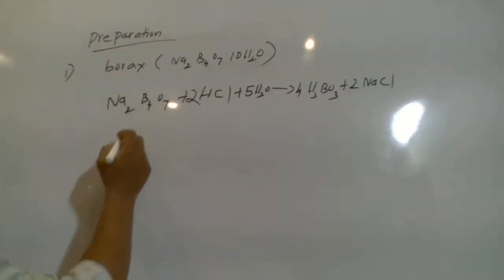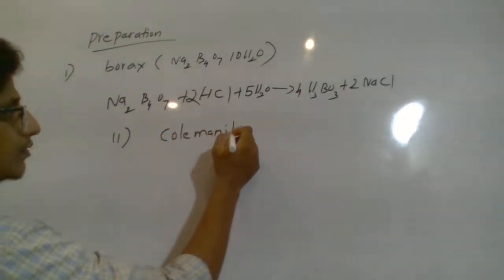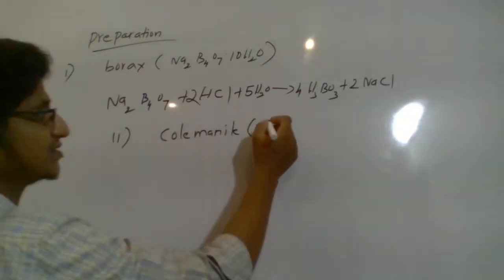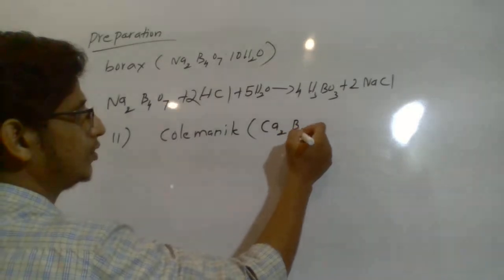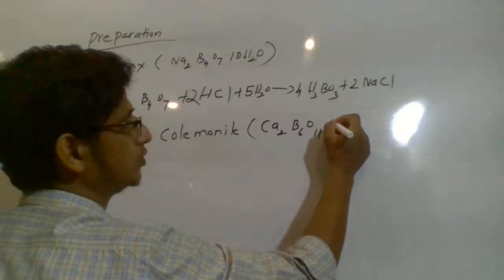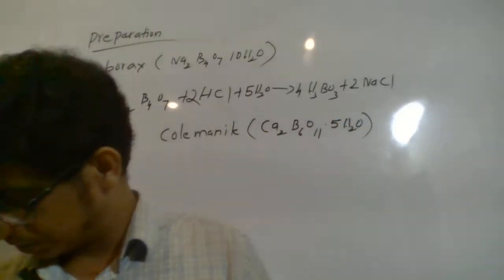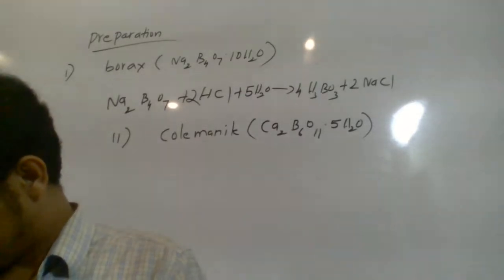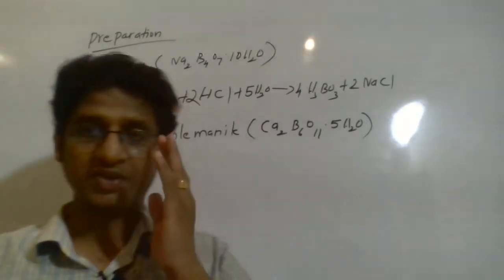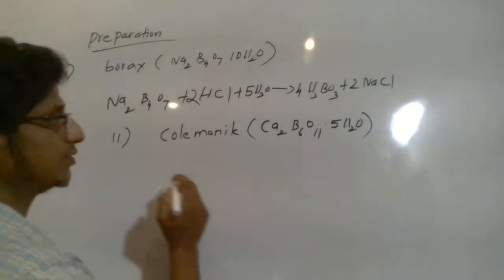Then the next one, colemanite, having the molecular formula Ca2B6O11.5H2O. That's something you have to practice writing. So this is the molecular formula of colemanite. When colemanite is treated with sulfur dioxide in the presence of water, you are going to get orthoboric acid. When this is heated, the 5 moles of water will be eliminated.